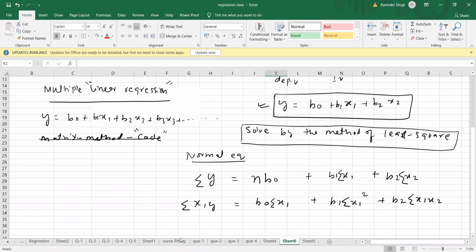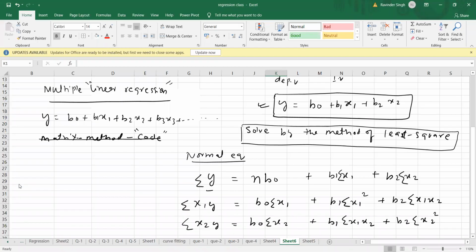Now the third equation: the third coefficient is x2. So multiply with x2, and you will get x2y = b0 x2 + b1 x1 x2 + b2 x2 square, and then you have to take the summation. So now we have got the three normal equations that we will identify and calculate.